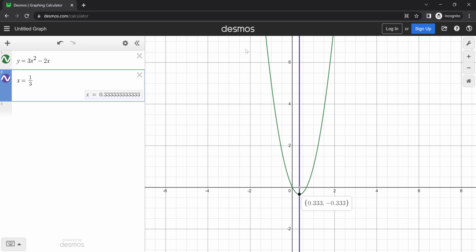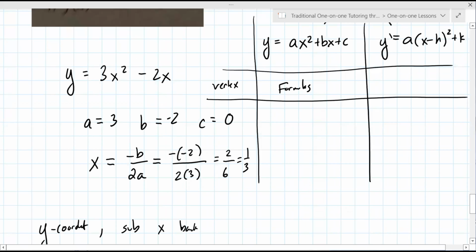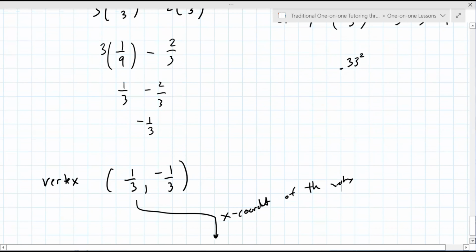Does that give it some meaning? All right. Okay, so let's go back to the other screen and have you try a problem here. I want you to try number 2. I want you to find both the vertex and the axis of symmetry. And I just want your final answers.